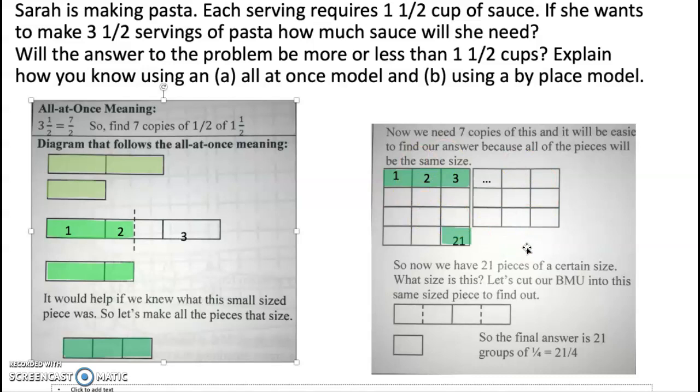So now we have 21 pieces of a certain size. What size is this? Let's cut our BMU into this same size piece to find out. So the final answer here is going to be 21 groups of 1/4, or 21 over 4. Okay, if you need to hit pause and walk through that again, or you want to rewind, you certainly can. That's the benefit of a video.